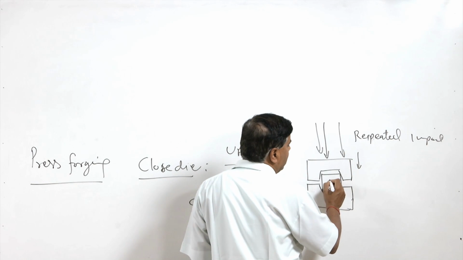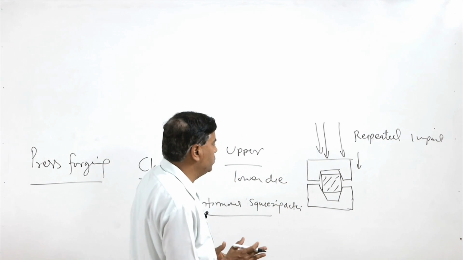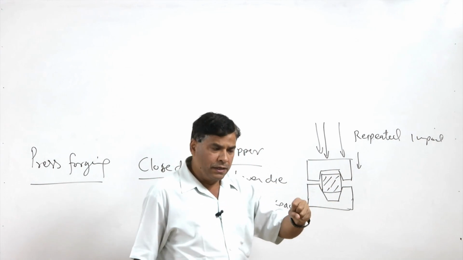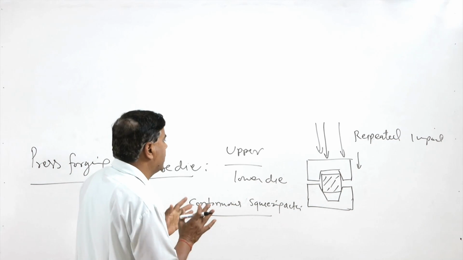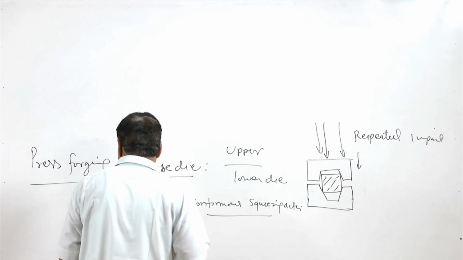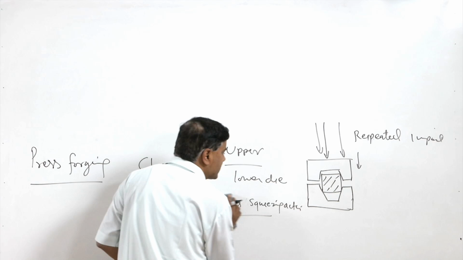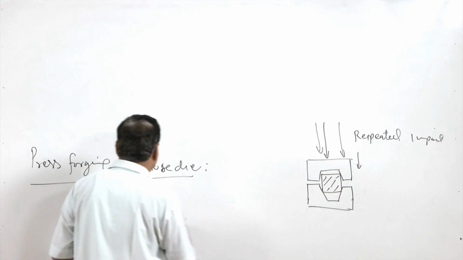The metal is basically squeezed between the two dies, and when it is squeezed, it flows within the cavity and follows all the profiles which are there, so that there is a continuous flow of the metal to fill up the various cavities and the features which are there in the upper and the lower die.